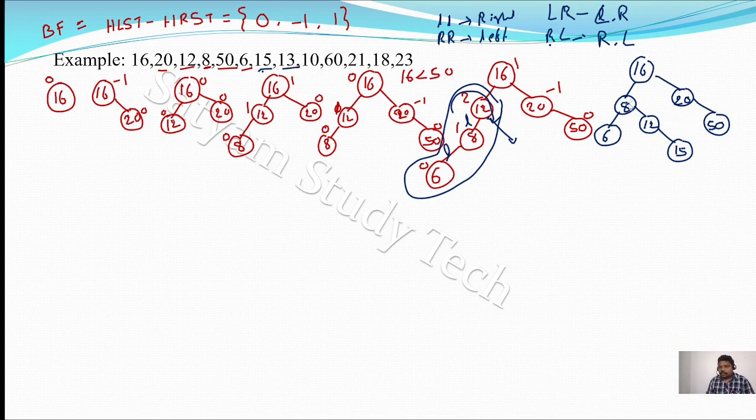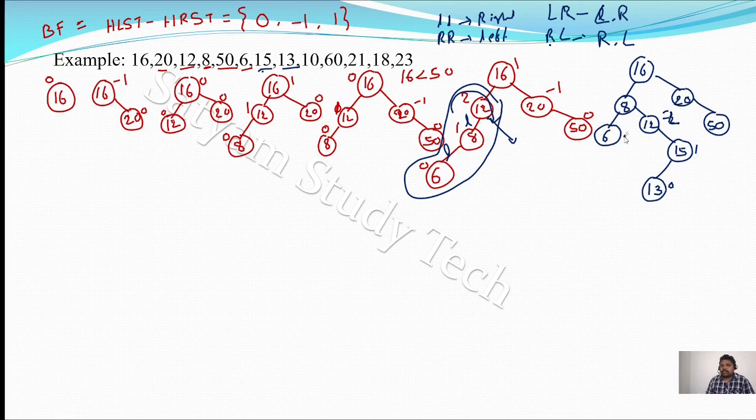Now you can add 13. Where can you add 13? You compare with this one, so you can add 13 here. Whenever you add 13, you check the balance factor. The balance factor of 13 is 0. The balance factor of 15 is 1. The balance factor of 12 is minus 2, because the left subtree height is 0, there is no left subtree for 12, and the right subtree height is 2. So 0 minus 2 is minus 2, right?